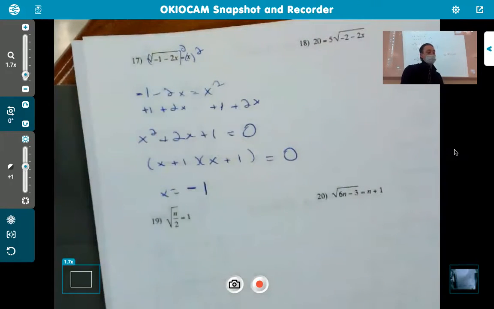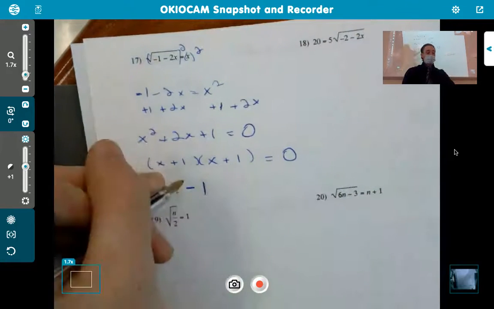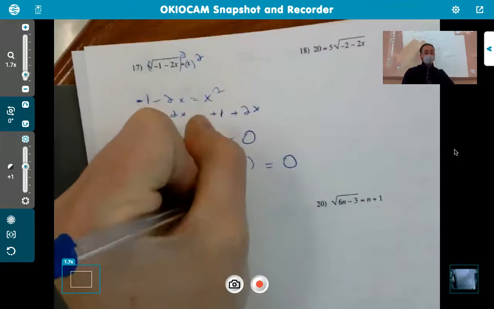Let's check that just to be sure. If I plug in negative 1, well, negative 2 times negative 1 is 2. Negative 1 plus 2 is 1, and the square root of 1 is 1. But if this is a solution, that means 1 is equal to negative 1, which is not the case. In which case, we say we have no solution.